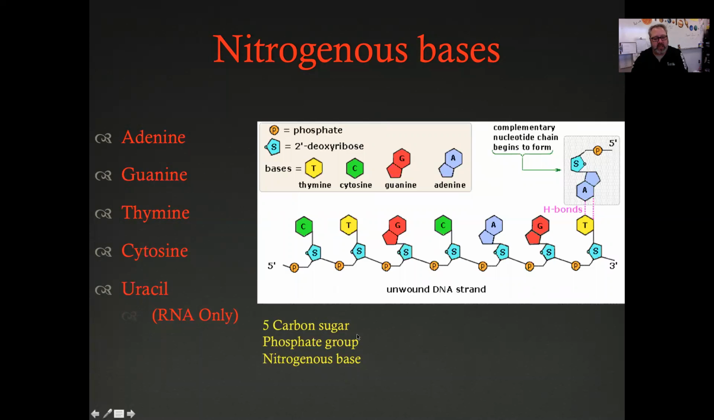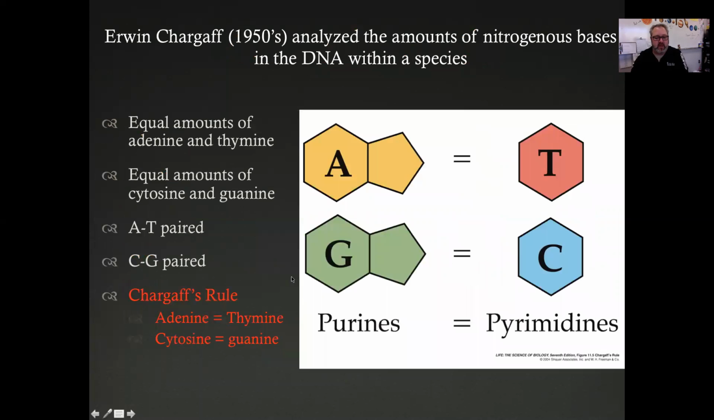It will take the place of one of those after transcription happens, which is a different section, okay? So then in the 1950s, a scientist by the name of Erwin Chargaff was trying to figure out how these nitrogen bases work out. And what he stumbled across was the fact that there are equal amounts of adenine and thymine, okay? So the A's and the T's are equal to one another, okay? And also the G's, the guanines, are equal to the amount of cytosines.